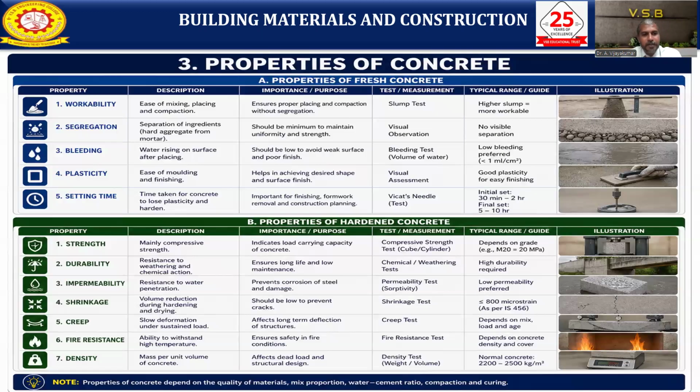Then the properties of hardened concrete. The prime property is strength, mainly compressive strength. It indicates the load carrying capacity of the concrete. We can use the compression test using cubes and cylinders to measure the compressive strength of the specimens. The typical range depends upon the grade. If you use M20, you get 20 megapascal. If you use M30, you get 30 megapascal.